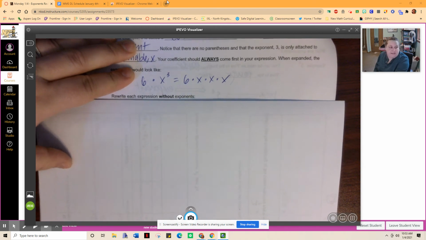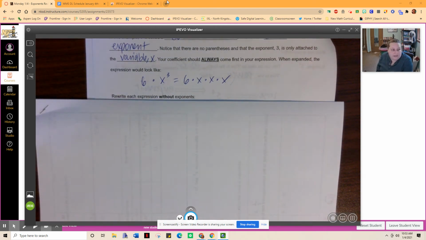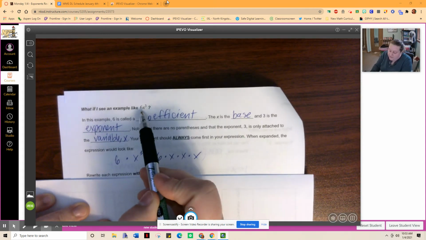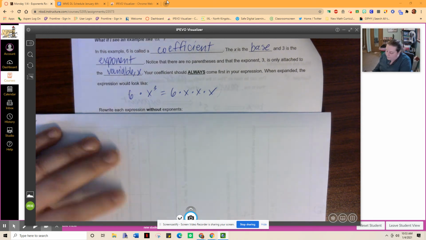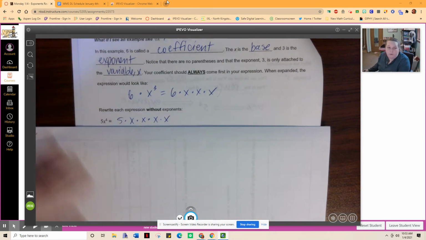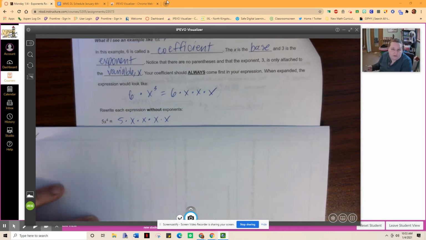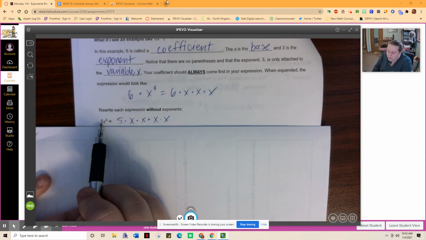So in these next practice examples, you're going to rewrite the expression without exponents. They start like this in exponential form, and you're going to rewrite them in expanded form. I'm going to go through the first one with you. Then I'd like you to pause the video and try the next few on your own.